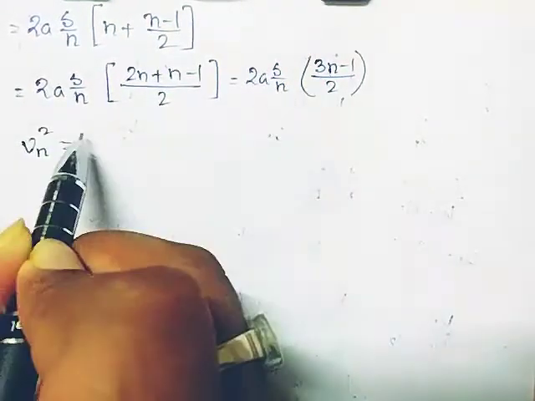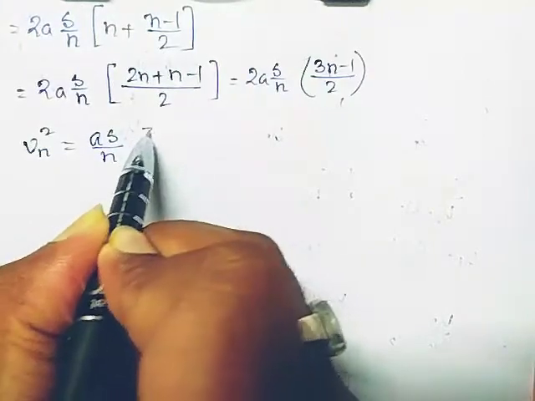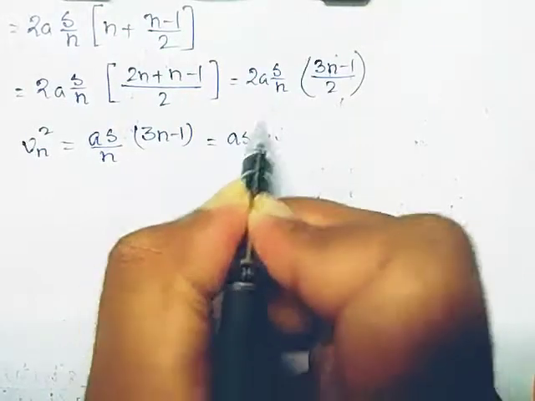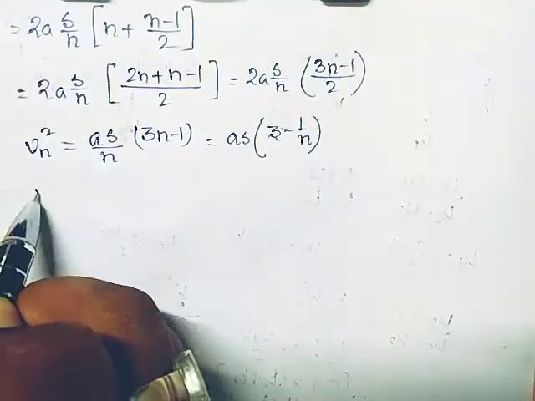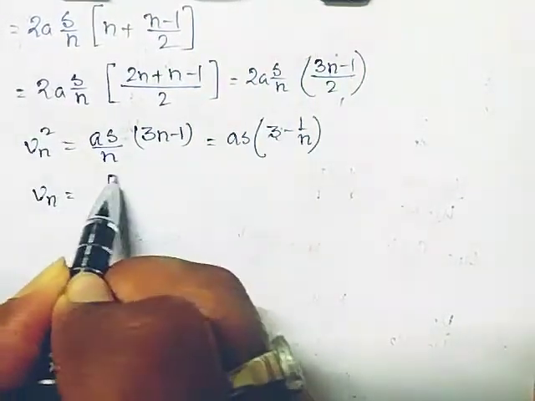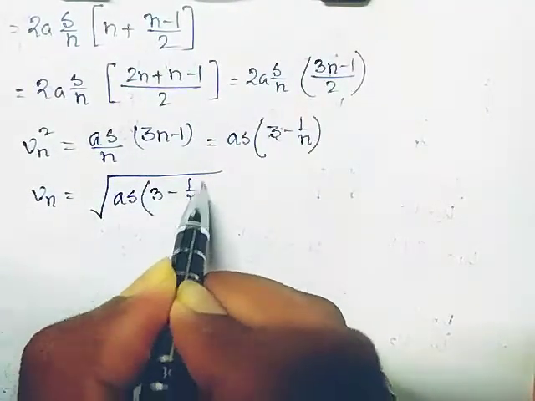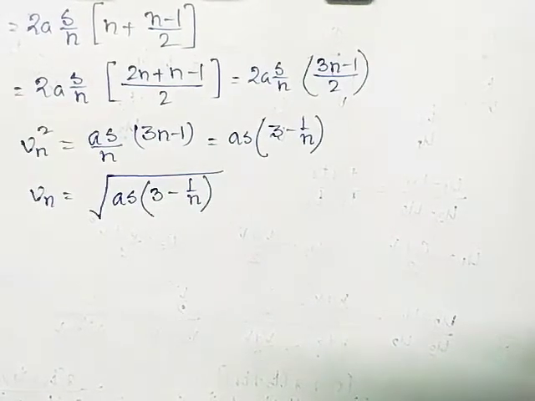So Vn square equals a s by n, 3n minus 1, equals a s into 3 minus 1 by n. So Vn equals root over a s into 3 minus 1 by n. This is also a teacher's favorite question. So you, as a student, have to remember this type of series and this type of proof also.